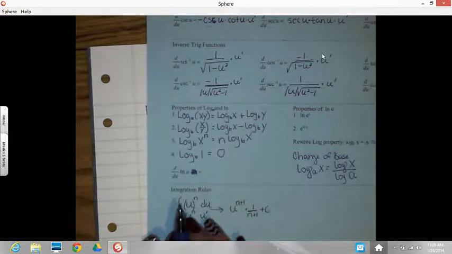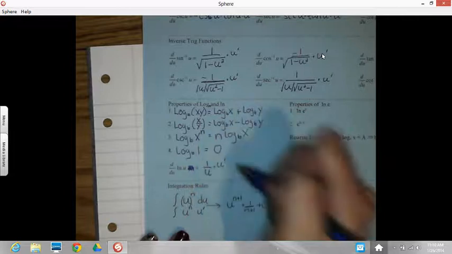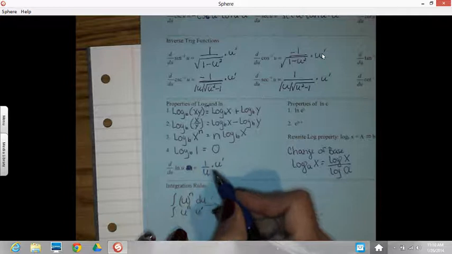But the derivative of the natural log function, it's very simple. It's 1 over the u, 1 over whatever this is, times the derivative of the u. So times u prime. So you could think of it as u prime over u, or I'd go 1 over u times u prime.